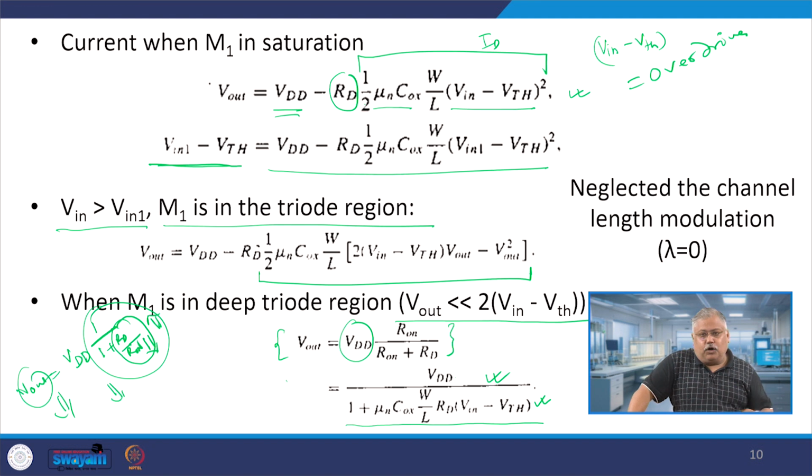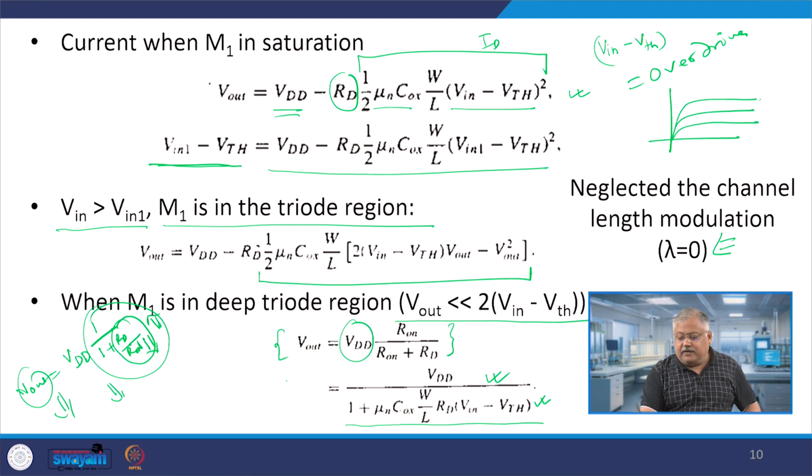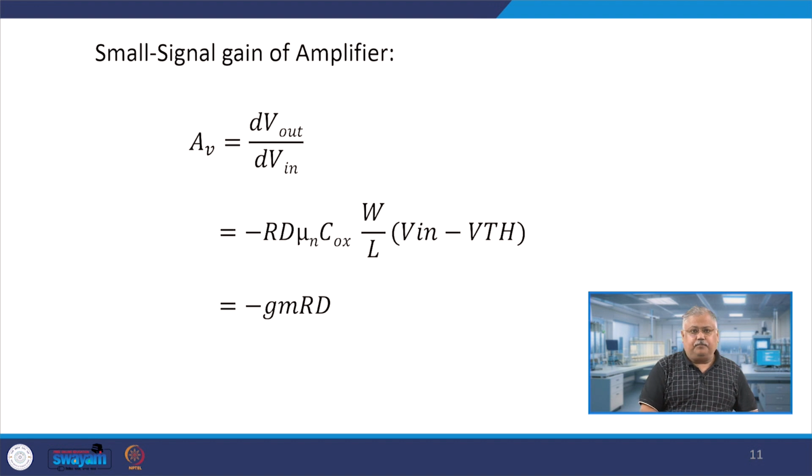At this stage we have neglected the channel length modulation effect, so my lambda is exactly equal to 0. We are assuming that the device is perfectly flat, which means there will be no slope in saturation, so the output impedance will be very high in saturation in this case.